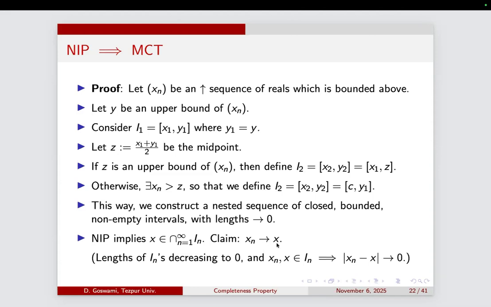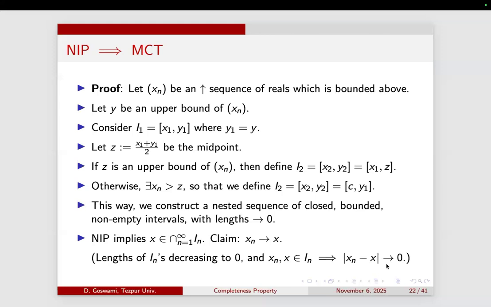All you need to establish is that Xn and X belong to some In. Remember, the lengths of the In's are decreasing. So if the lengths of the In's are decreasing, and Xn and X are in In, then the distance of Xn and X is also decreasing. That's the idea, to show that this distance is going to 0. Okay, proofs are not difficult, almost the same. You just have to have a picture in your mind.